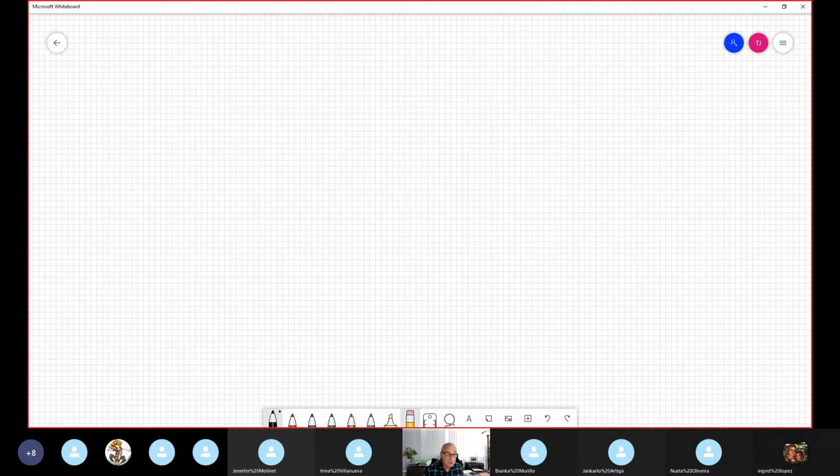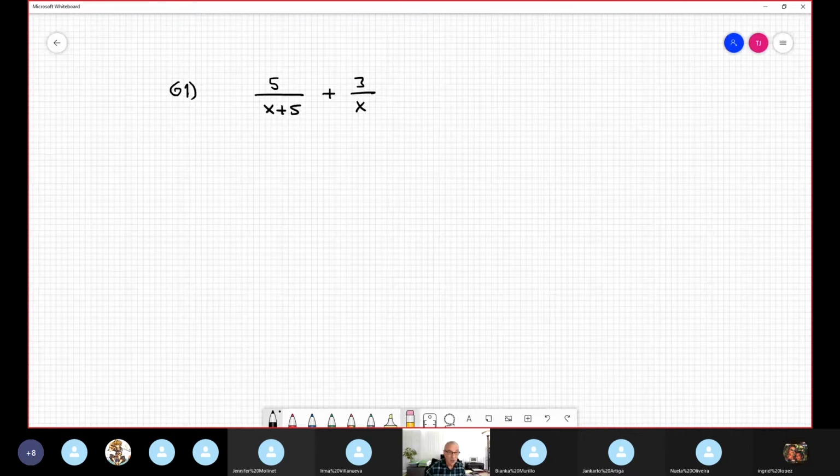Okay, let's go to the 61. 61 is completely different. Pay attention now, because it's addition or subtraction. Suppose that I need to perform the indicated operation, simplify if possible. You have 5 over x plus 5 plus 3 over x. Okay. Listen, several steps. This is addition. Addition is completely different. Multiplication and division is super easy. Addition or subtraction is super hard. Why? Because you need to find the least common denominator.